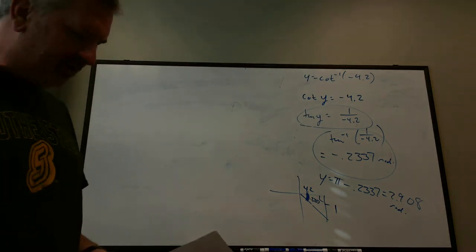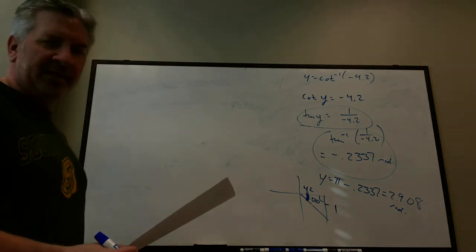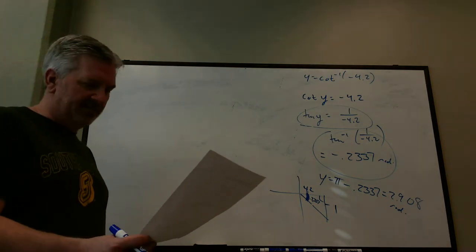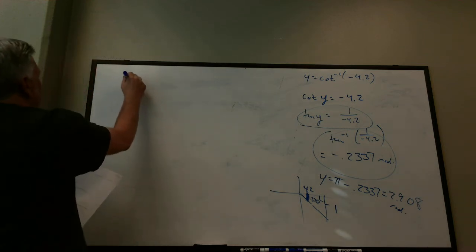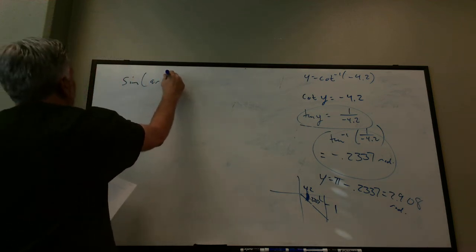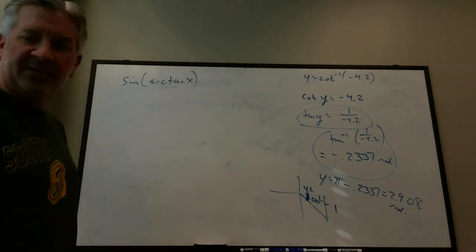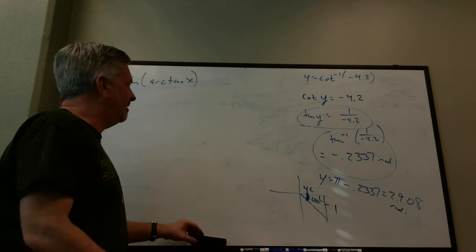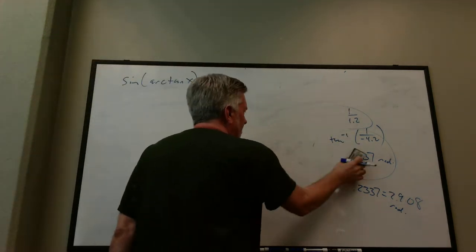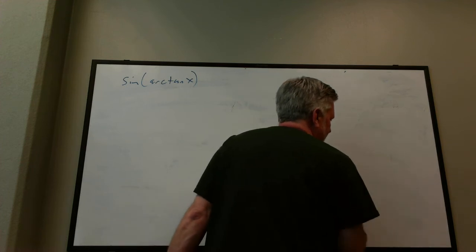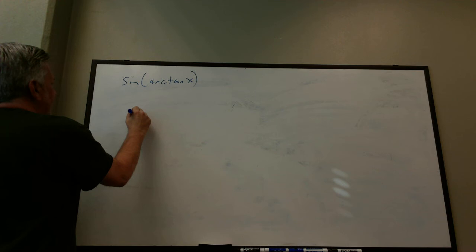Okay, so for the last two problems here, it says write an algebraic expression, so with x's in it, that's equivalent to the given expression. The first one says sine of arctan of x. Now we've done problems like this before, we just didn't write it in terms of the inverse trig functions. So ignore the sine there for a second. Let's focus on arctan x for a second.